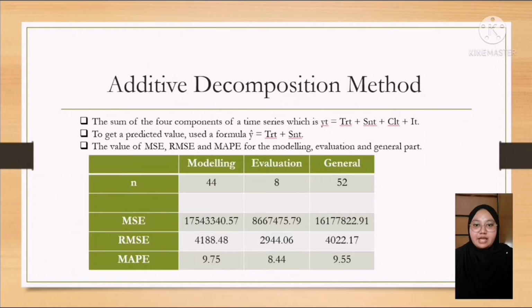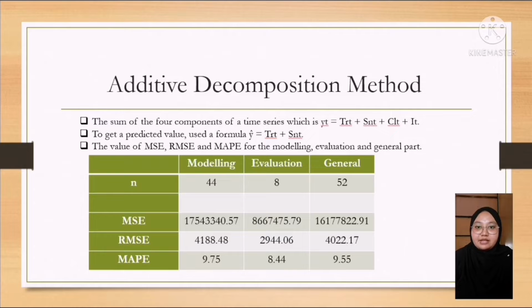The second model is the additive decomposition method. The additive decomposition method is a sum of the four components, which are seasonal, trend, cyclical, and also irregular. The steps to calculate are almost the same as the multiplicative decomposition method. The difference is when we calculate the unadjusted seasonal, we use the formula Yt minus the centered moving average. But when we calculate the unadjusted seasonal for multiplicative, we use the formula Yt divided by CMA. And then after we calculate it, we find the error by using MSE, RMSE, and also MAPE.